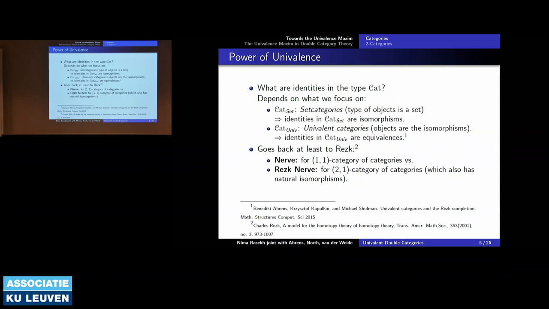In HoTT, this goes back more than 10 years by now. Outside HoTT, this was already observed by Rasekh, in something that we now call the Rasekh nerve, or other quasi-fine diagram or something like this. Category theorists also think of this as the 1-1 category of categories versus the 2-1 category of categories, where the 2-1 category also has natural isomorphisms, so we get equivalences. So there are different perspectives on the same thing.